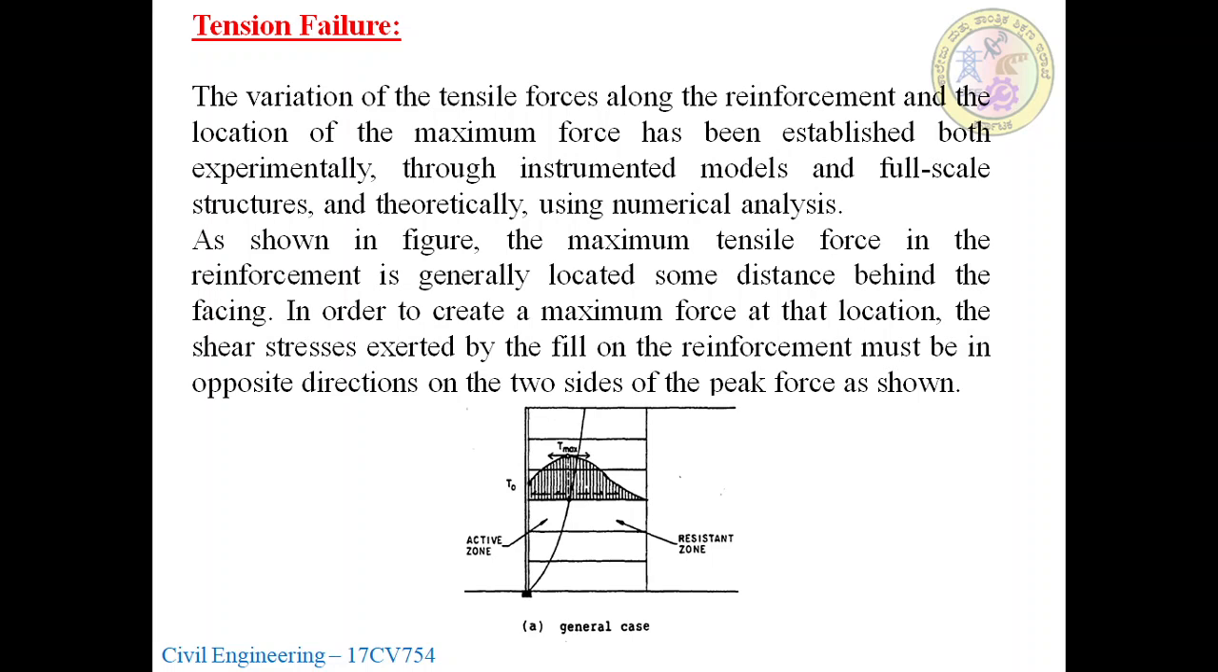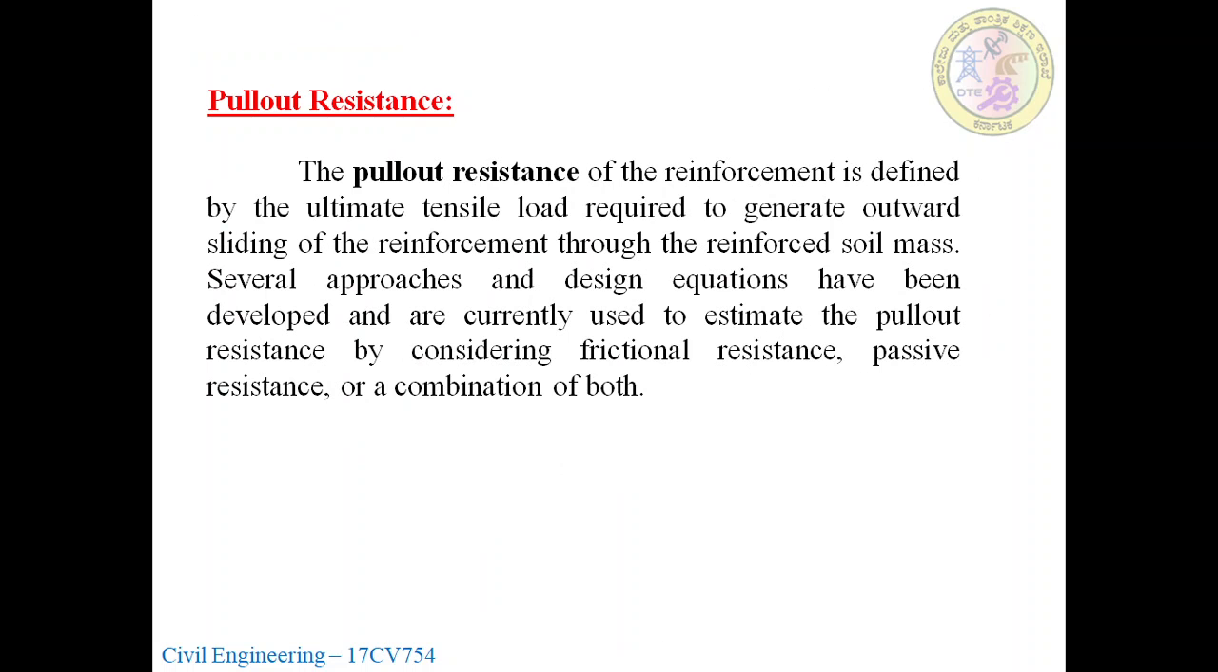As shown in the figure, the maximum tensile force in the reinforcement is generally located some distance behind the facing of the reinforcement. In order to create a maximum force at that location, the shear stresses exerted by the fill on the reinforcement must be in opposite directions on the two sides of the peak force, as shown. The pull-out resistance of the reinforcement is defined by the ultimate tensile load required to generate outward sliding of the reinforcement through the reinforced soil mass.